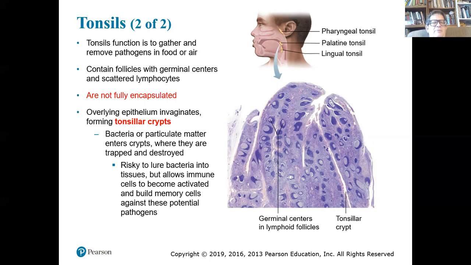The overlying epithelium has lots of little grooves or canyons going down into it. We call these the crypts, okay? And in these tonsillar crypts, food and bacteria can get caught, where they're trapped and destroyed by the lymphocytes.